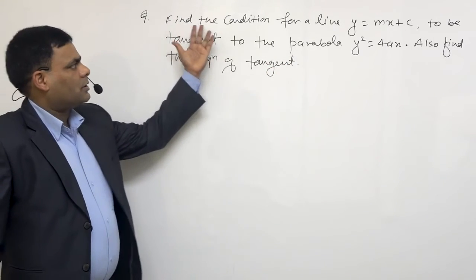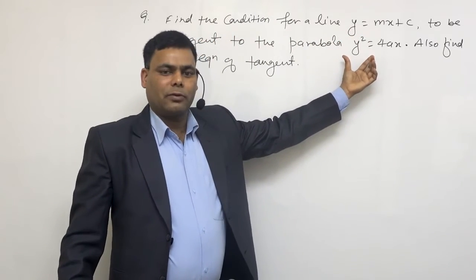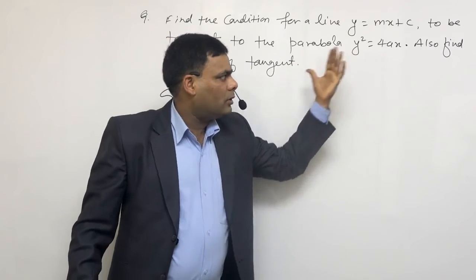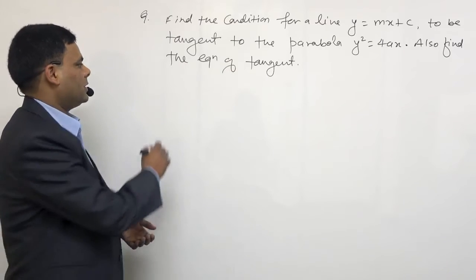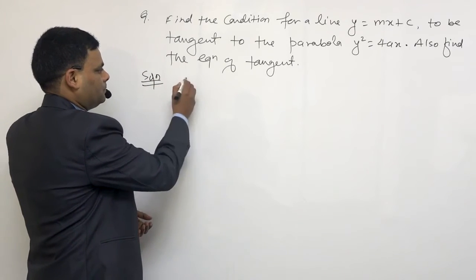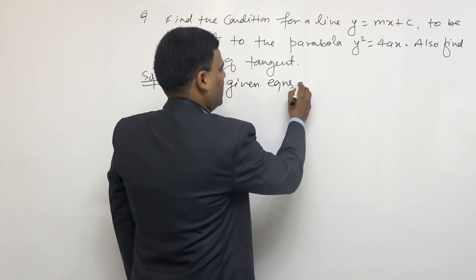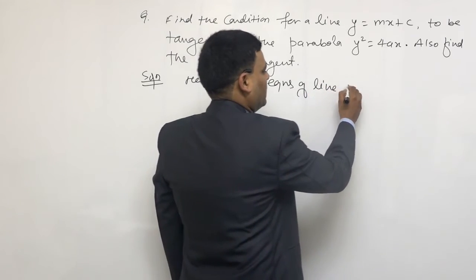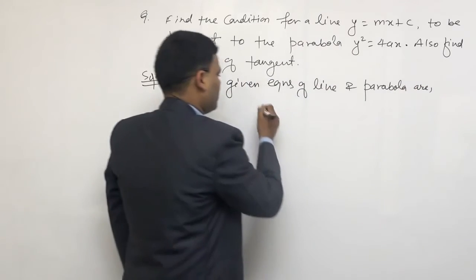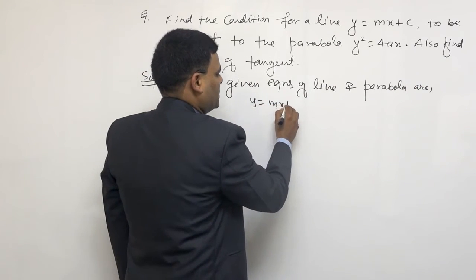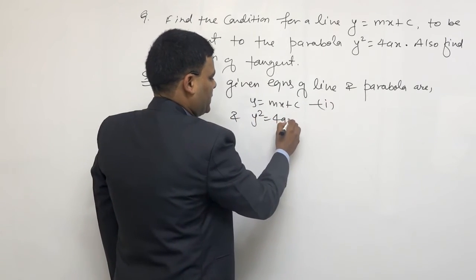Here is the question. First of all, we have to find the condition that the line y equals mx plus c be tangent to the parabola y square equals 4x. Then we have to again find the equation of the tangent in this condition. So we can solve in this way. Here, given equations of line and parabola are y equals mx plus c, let it be 1, and y square equals 4ax.